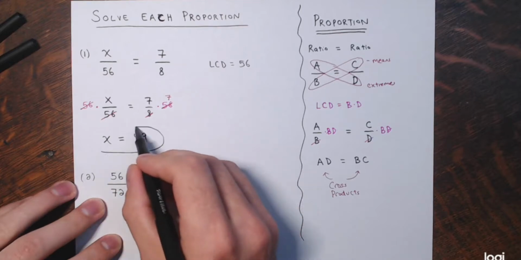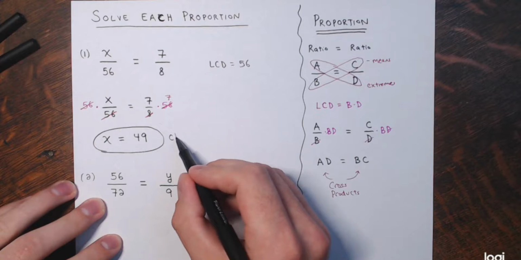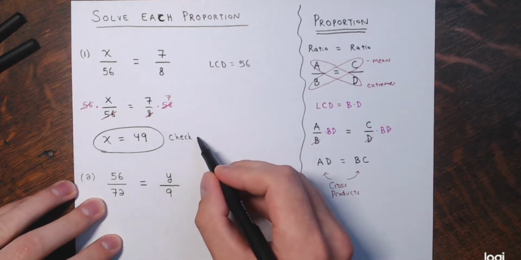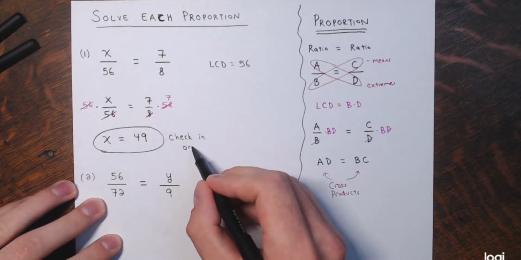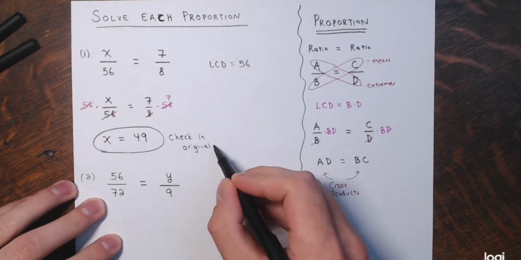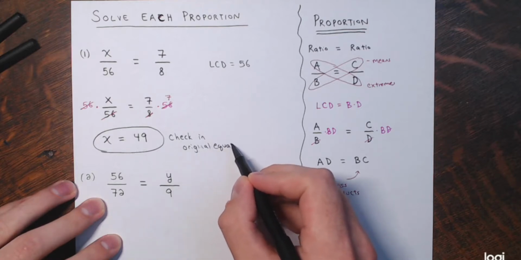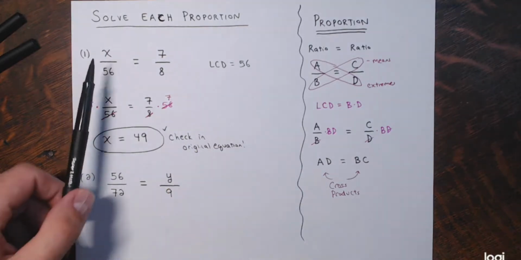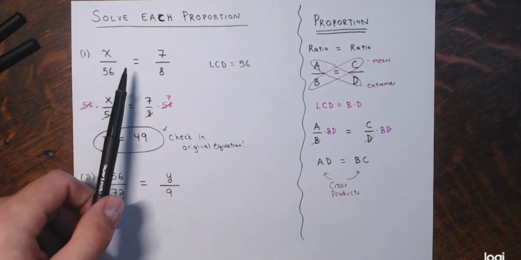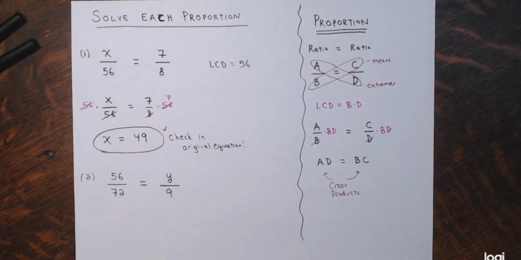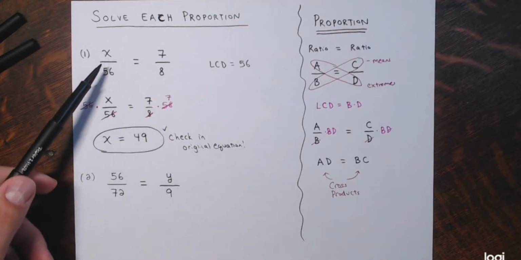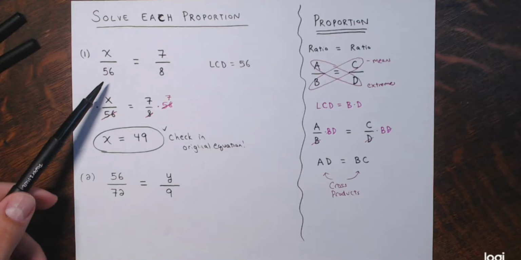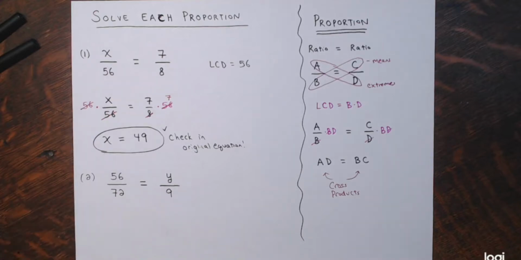And there you go. Then, of course, don't forget to check back in the original equation. Always check your solutions back in the original equation. 49/56 does indeed reduce to 7/8, because 49 is 7 times 7, 56 is 8 times 7, and then the 7's would cancel, leaving me with 7/8 equals 7/8. So 49 is a totally valid solution here.